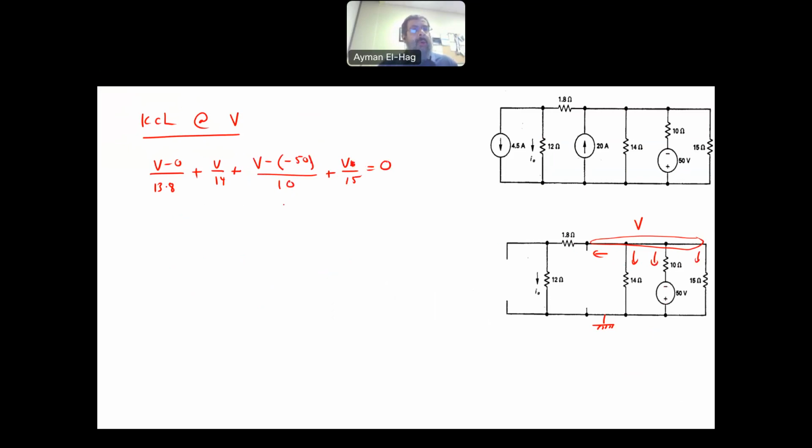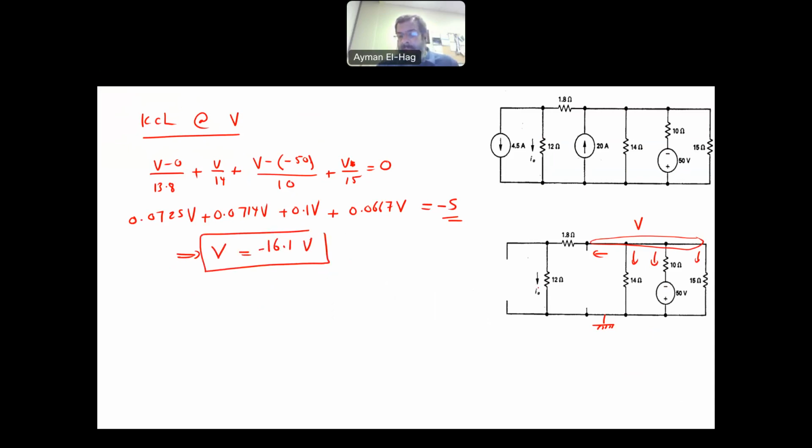Okay, so we have one equation, one unknown, so we can solve it. So this is 0.0725 V plus 0.0714 V plus 0.1 V plus 0.0667 V equal to minus 5. This is plus 50 over 10, which is 5, take it to the other side, becomes minus 5. Solving for this, your V will be equal to minus 16.1 volt. This is your V.